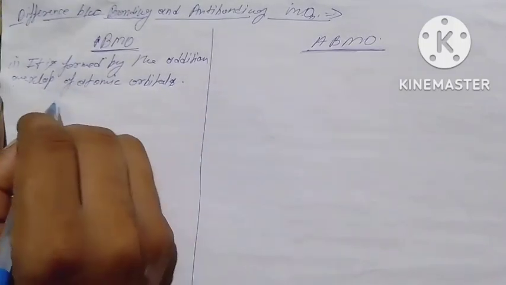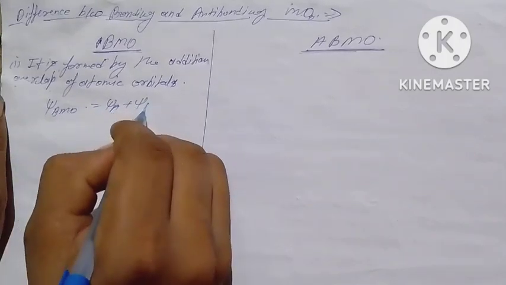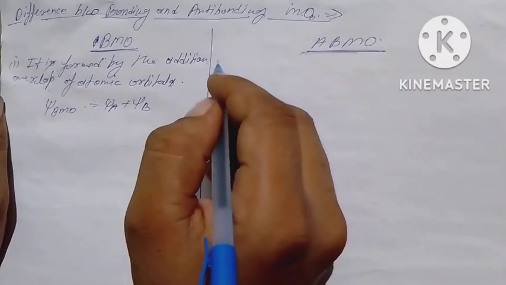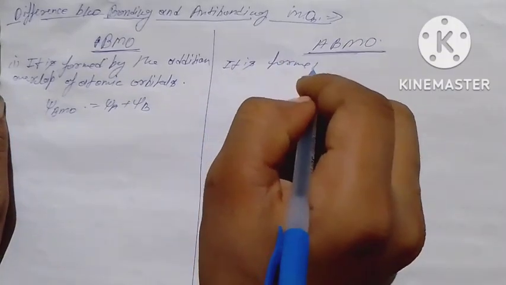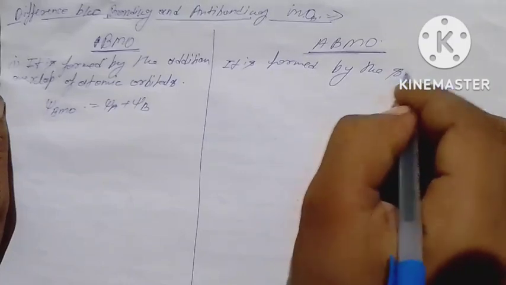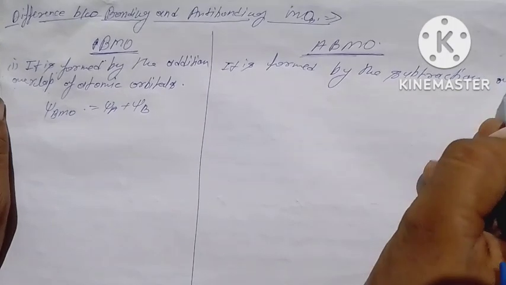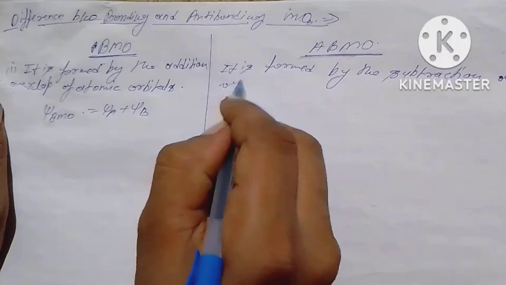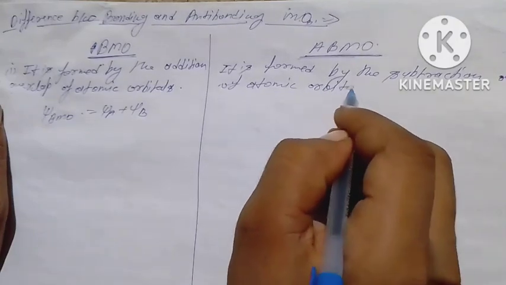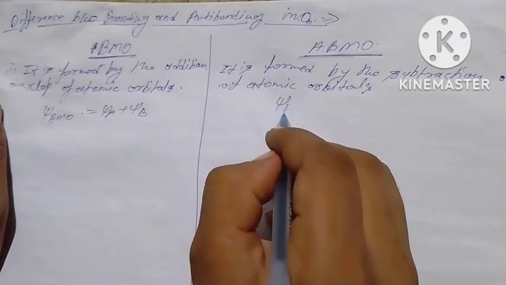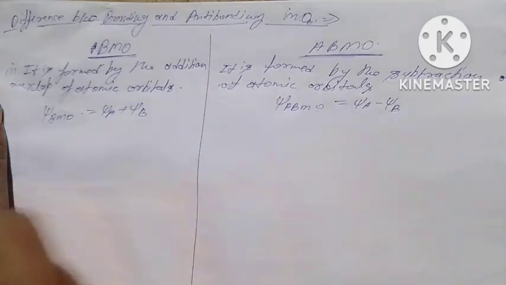Psi BMO equals psi A plus psi B. And ABMO is formed by the subtraction overlap of atomic orbitals. Psi ABMO equals psi A minus psi B.